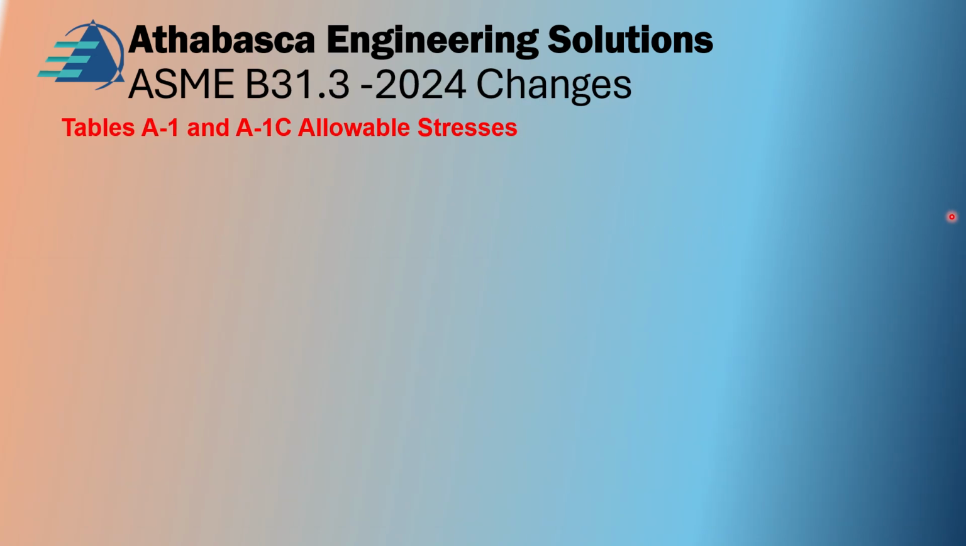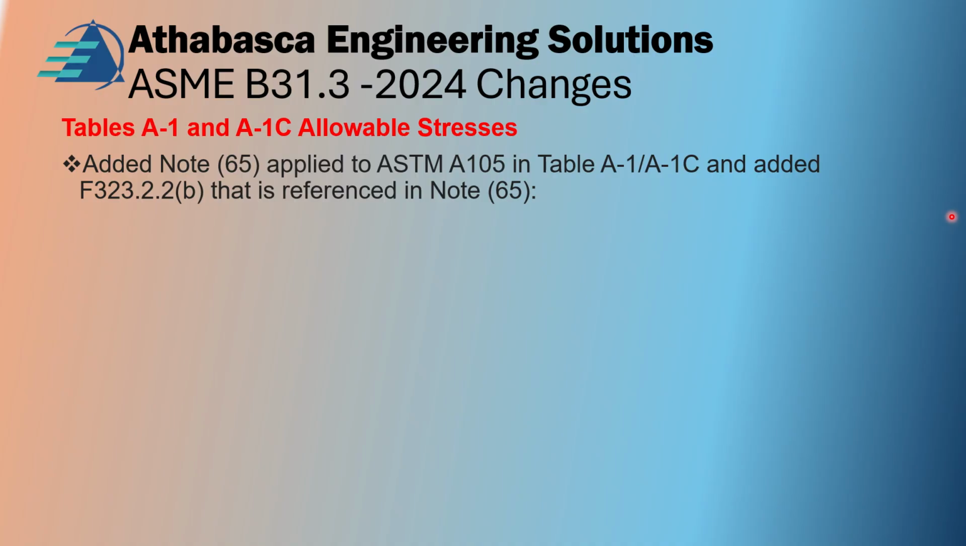So they added a table called Note 65, and it applies to ASTM A105, and that's the basic flange material. It's non-impacted material, and it's referenced in those tables as a note.